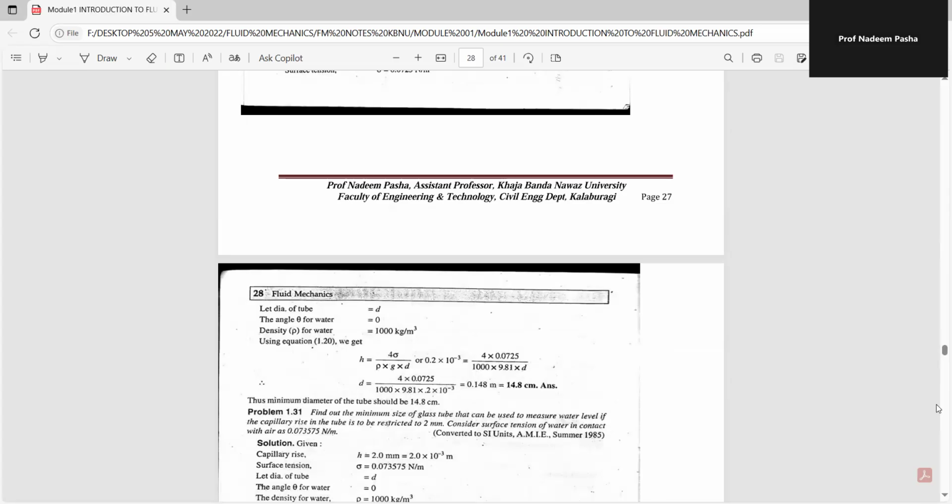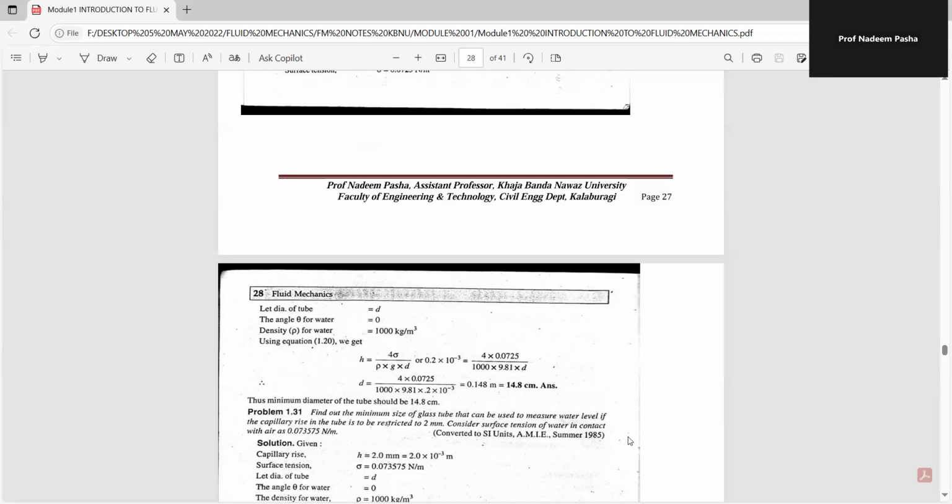Okay. So find the minimum size of glass tube. You need to calculate the minimum size of glass tube that can be used to measure water level if the capillary rise in the tube is to be restricted to 2 mm. H is given to you. Capillary rise is 2 mm. And because it is a capillary rise, you can take it as positive, 2 mm or 2 into 10 raised to minus 3 meter.